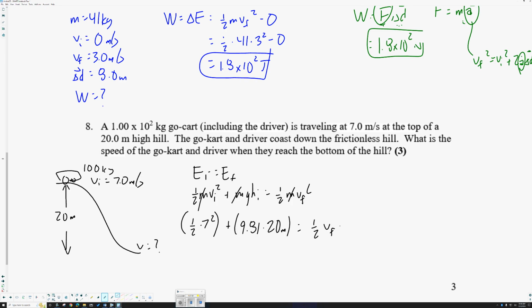1/2 of VF squared. We calculate that left side, this plus this, we get 220.7 equals 1/2 V squared. We take the half over by dividing by 0.5, or we can take the half over by multiplying by 2. Either way you look at it, you're going to get 441.4, and then we're going to square root that. And when we square root that, we get our final answer. 2 digits, because of the 7.0 meters per second, 2 digits of 21 meters per second.